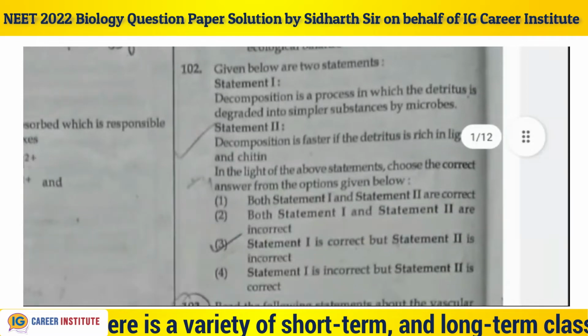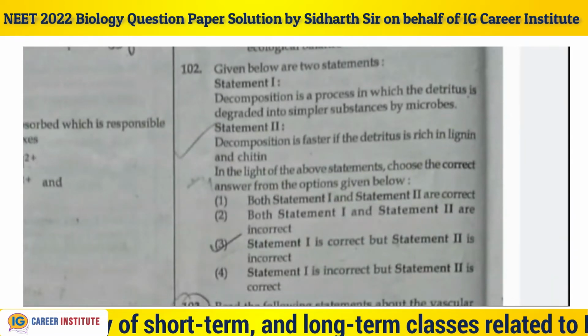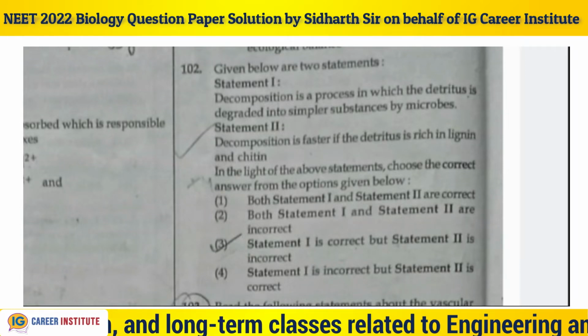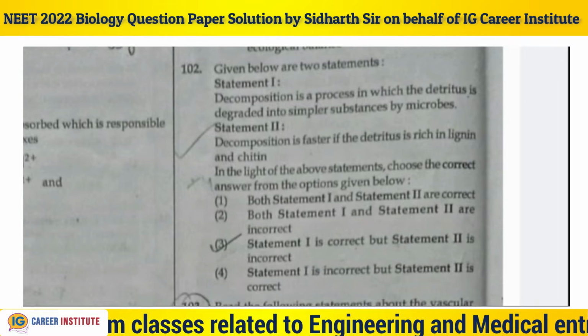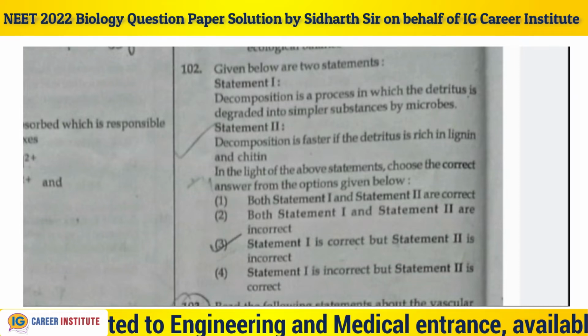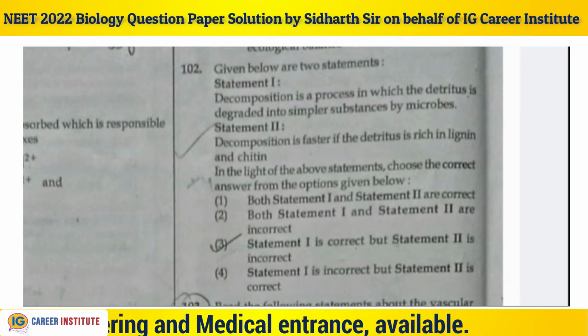Now let's come to question number 2. We have given below two statements. Statement 1: decomposition is a process in which detritus is degraded into simpler substances by microbes. And statement 2: decomposition is faster if the detritus is rich in lignin and chitin. So which option is correct here?